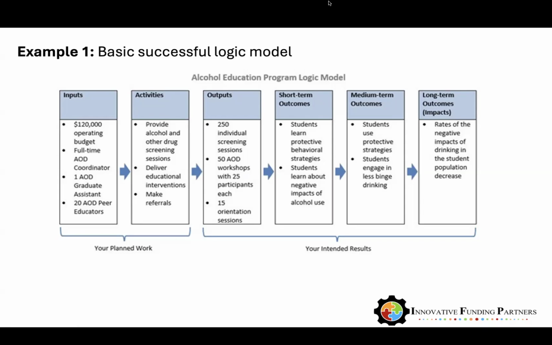So here, the reason they split these up into short, medium, and long-term outcomes is because for the short term, they wanted students to learn protective behavioral strategies. In the medium term, they wanted students to actually use these strategies. And that will eventually achieve what they hope is a long-term impact or long-term outcome. And that's the rates of the negative impacts of drinking in the student population decrease.